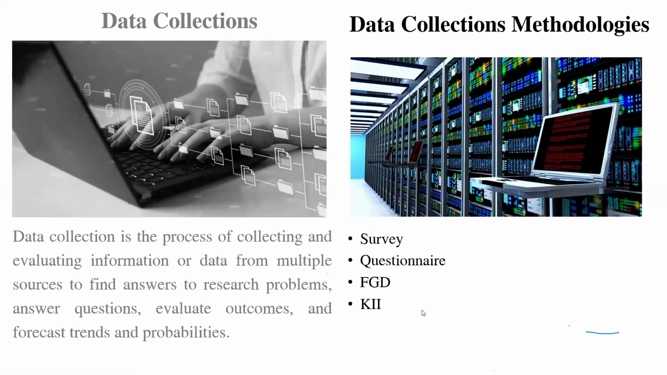While the KII is conducted with the stakeholders of the community, those that make the decisions. You ask them what is going on, what have they done. That's what KII is all about. So that one is key informant interview and focus group discussion. This one is for the masses, while this one is for the stakeholders. That's the difference between the two. Please understand these two and make sure you know what they are all about.